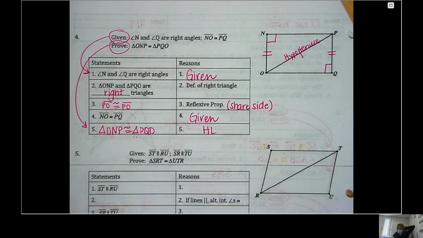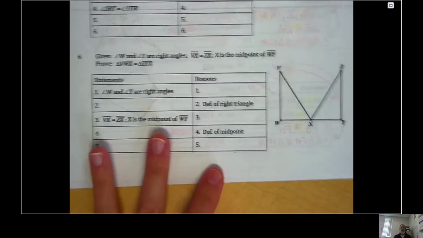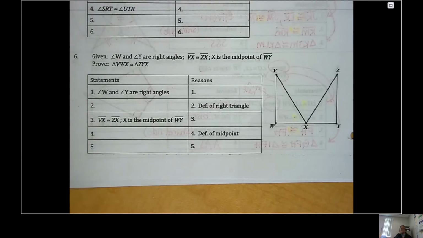Okay. Do I have a question on that one? So what I'm hoping you're noticing is it's a lot of the same things over and over again, right? And that's the good part about proofs: if you've done one, you've done them all. Okay. All right, so let's jump down, like I said, to 6, and then we'll come back up and do 5. All right, so I've got 2 triangles here.